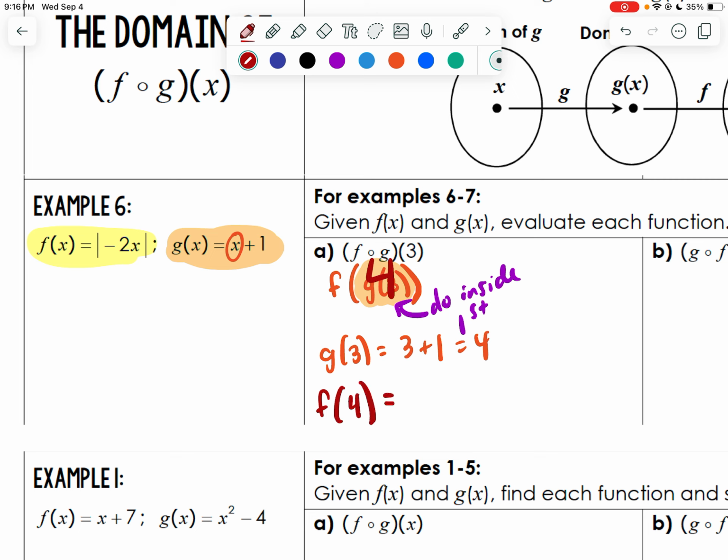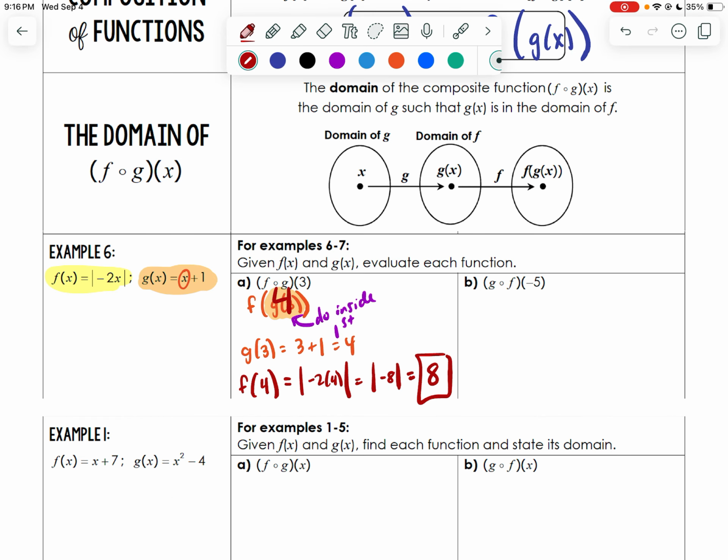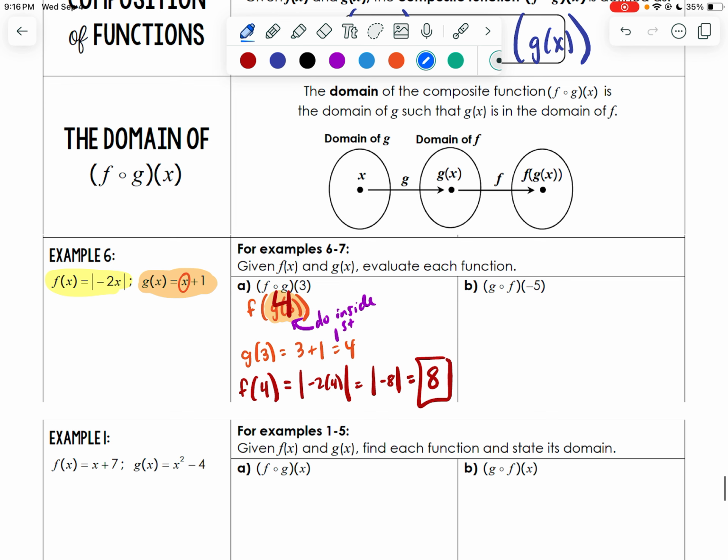So now we're actually finding f of 4. So we'll do that second. So the f function, that's your absolute value. So absolute value of negative 2 times 4. So that's absolute value of negative 8. Absolute value means make it positive, so your answer at the end is just 8. Okay, so how about the sub? If you can pause the video for maybe just 1 minute. You guys try B, so g of f of negative 5, and then we can hit play and check it.